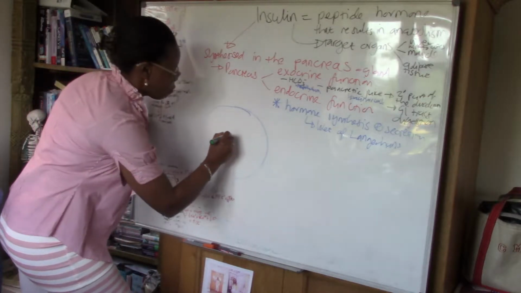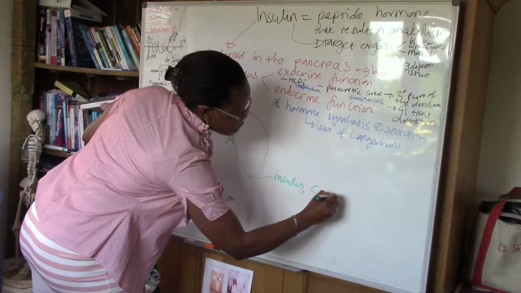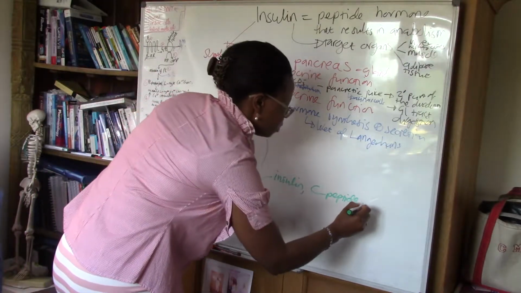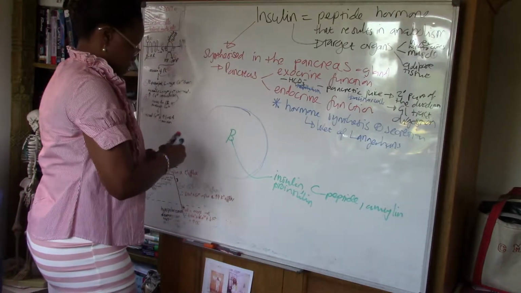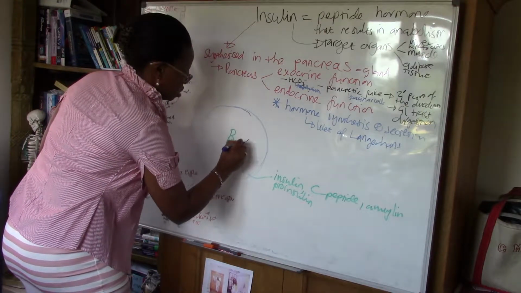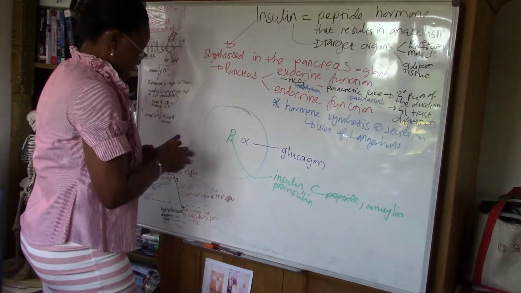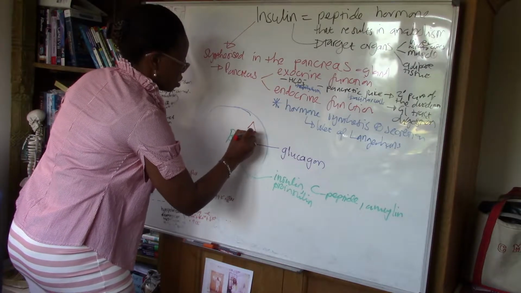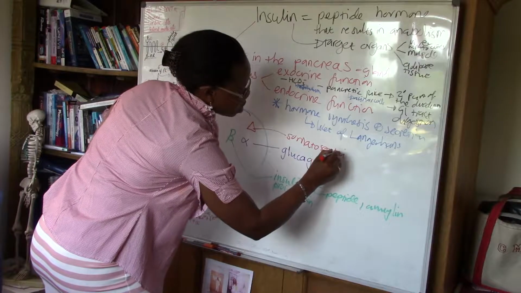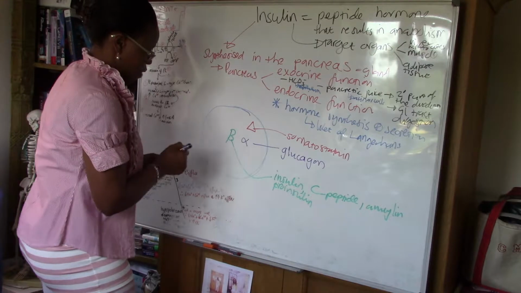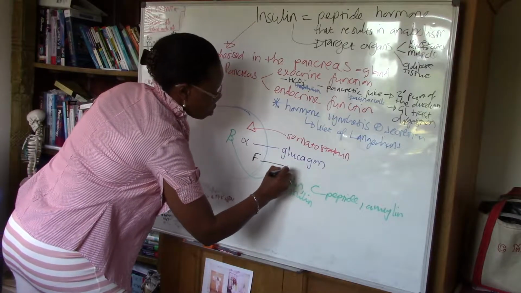For example, we have the beta cells, which mainly secrete insulin, C-peptide, amylin, and proinsulin. Then we have the alpha cells, which mainly secrete the hormone glucagon. We also have delta cells, which mainly secrete somatostatin. And then we have F cells, which secrete the pancreatic polypeptide.